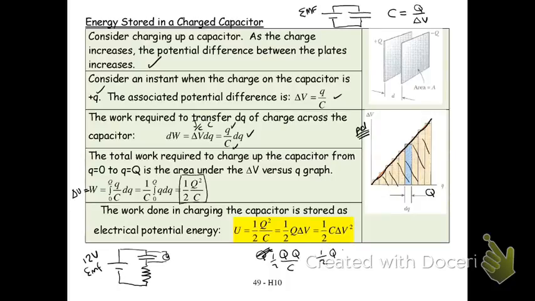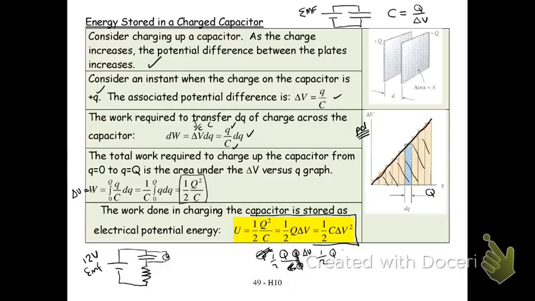What do I want to do? I want to replace that C with a Q over delta V. So I replace that C with a Q over delta V. So those Q's go, I got rid of that, and I end up with a 1/2 Q delta V. And then I can do the substitution again, and I can replace that Q with another C delta V, so I get 1/2 C delta V squared.